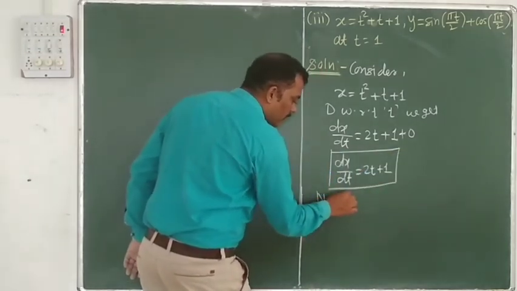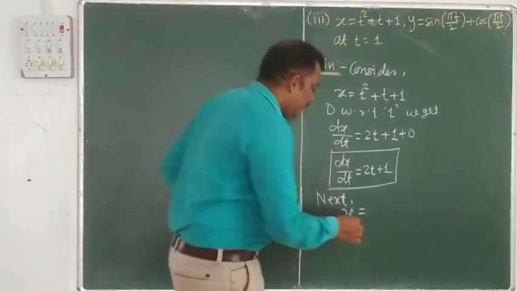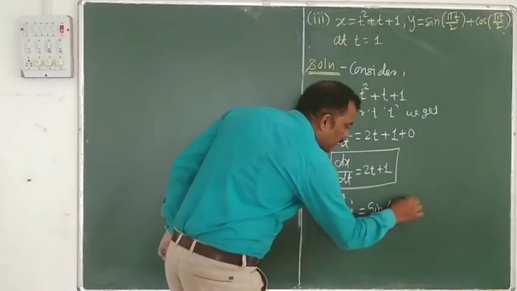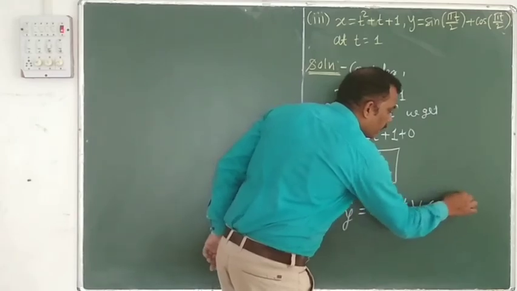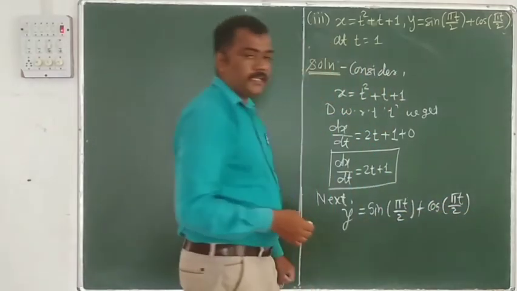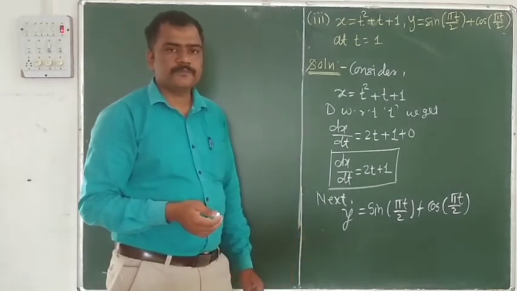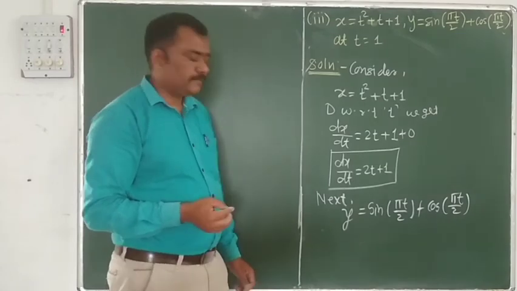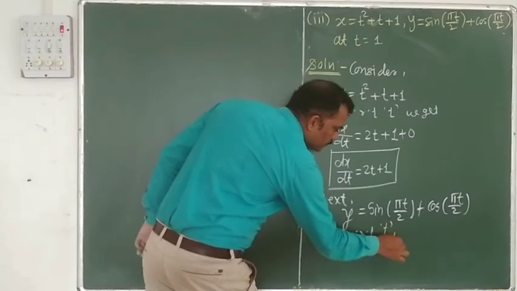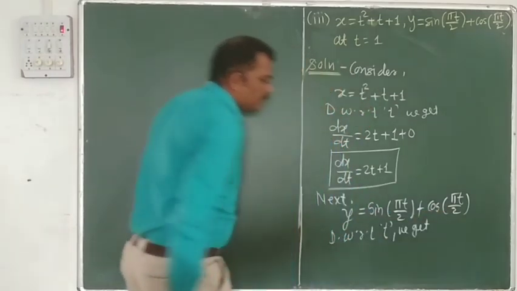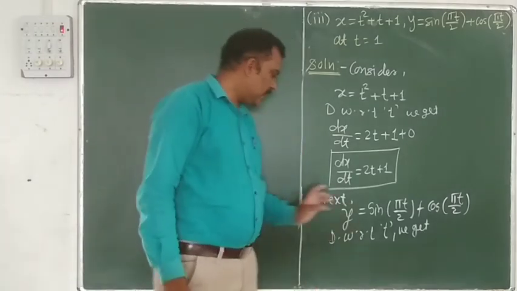Next, we have to consider y is equal to sin pi t by 2 plus cos pi t by 2. Think about that: we have to get the derivative with respect to t. Okay, now check that answer.